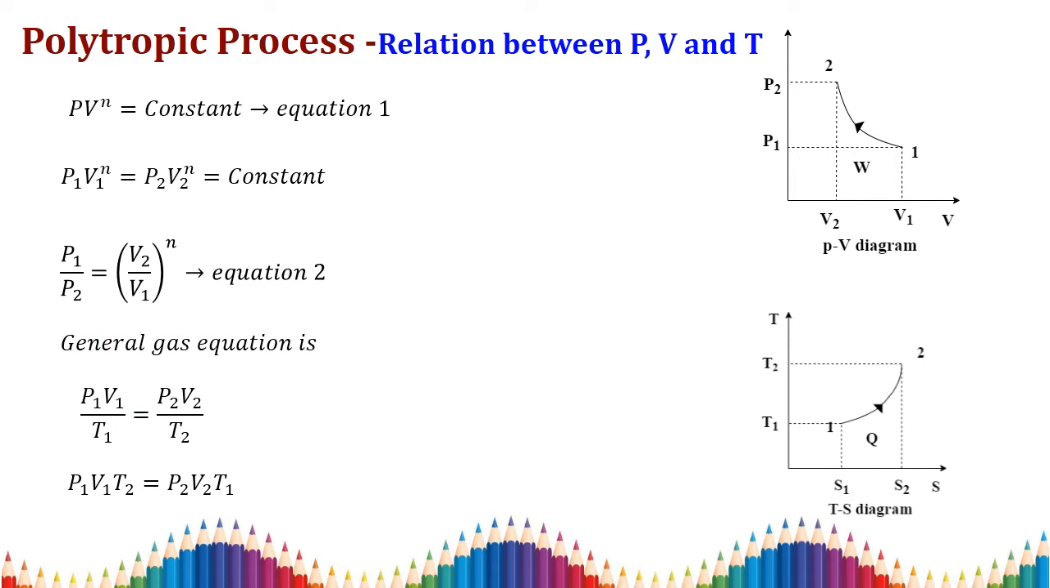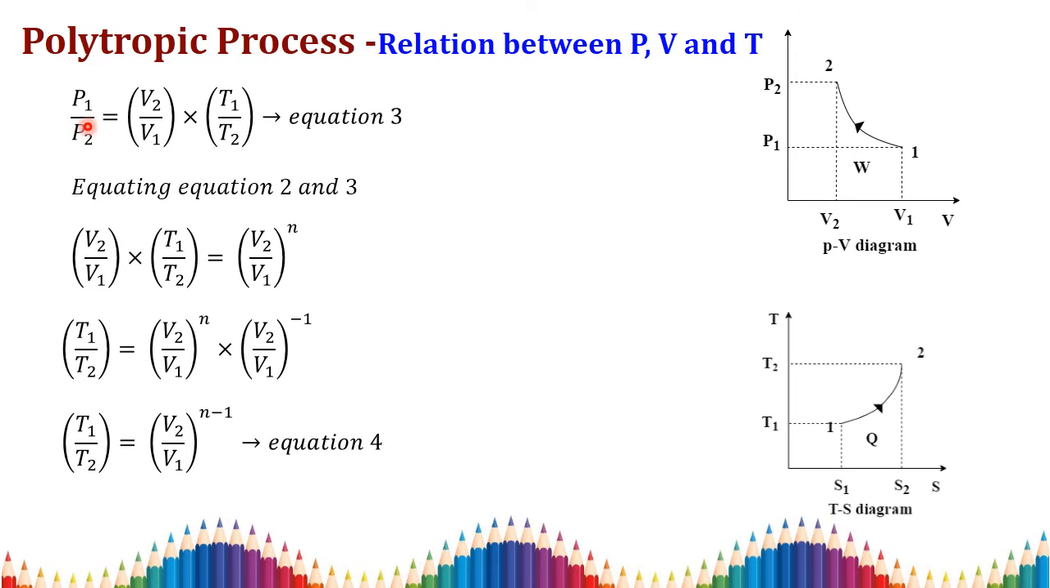Okay, then what we can get from the general gas equation is P1 by P2 equal to V2 by V1 into T1 by T2. So when we equate equation number 2 and 3, you will get V2 by V1 into T1 by T2, which is equal to V2 by V1 whole to the power of n.